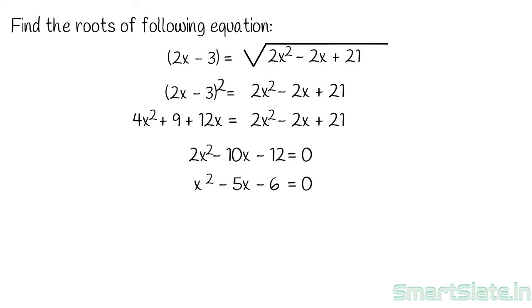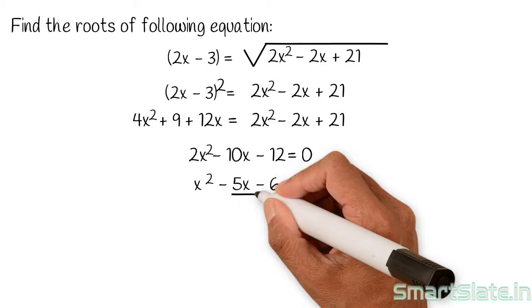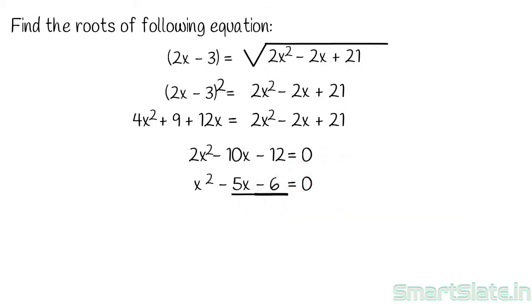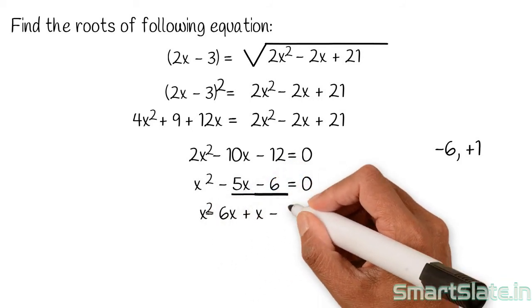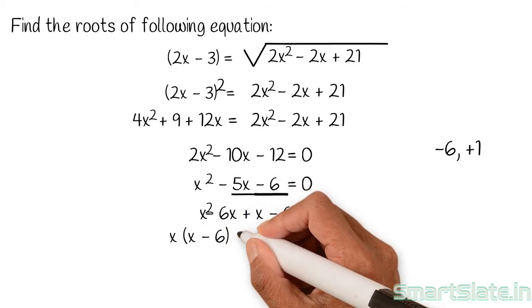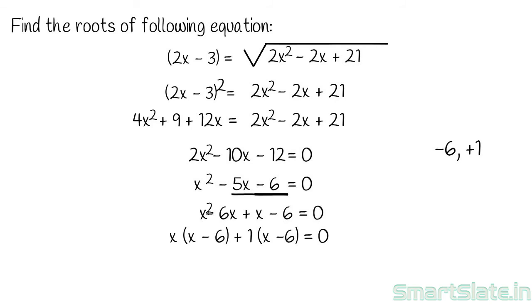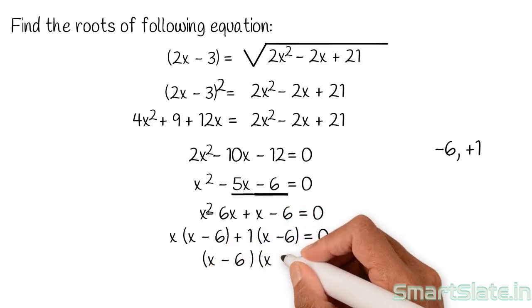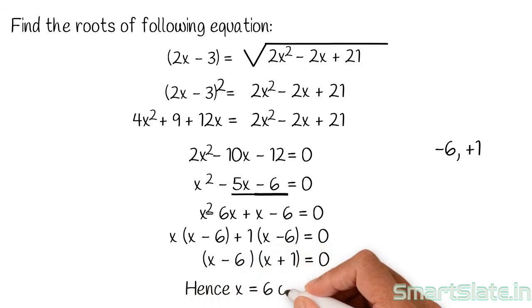Now solve this using the factorization method. Find the two terms whose addition would give minus 5 and multiplication would give minus 6. Very easy answer, minus 6 and plus 1. I am rewriting the equation. x square minus 6x plus x minus 6 equal to 0. That is, x in the bracket x minus 6 plus 1 in the bracket x minus 6 equal to 0. That is, x minus 6 into x plus 1 equal to 0. Hence, x is 6 or x is minus 1.